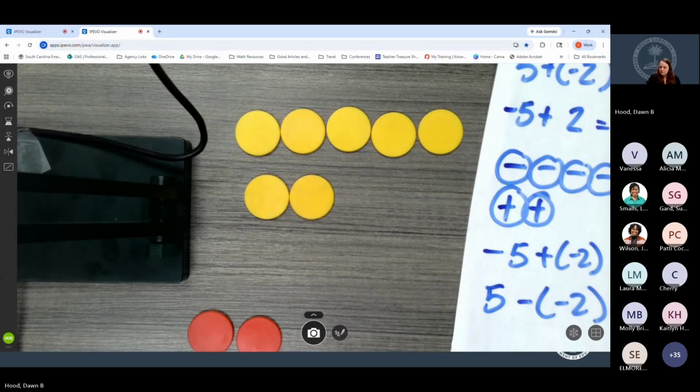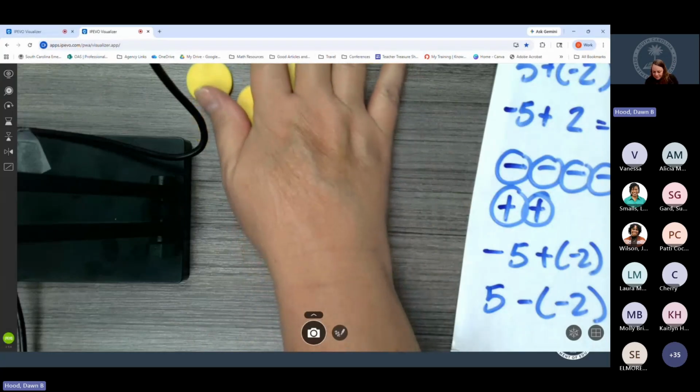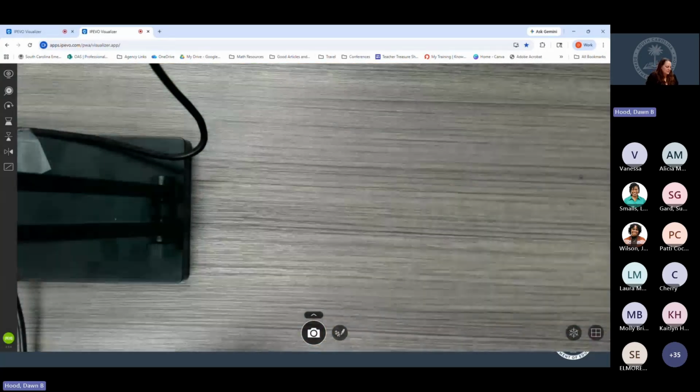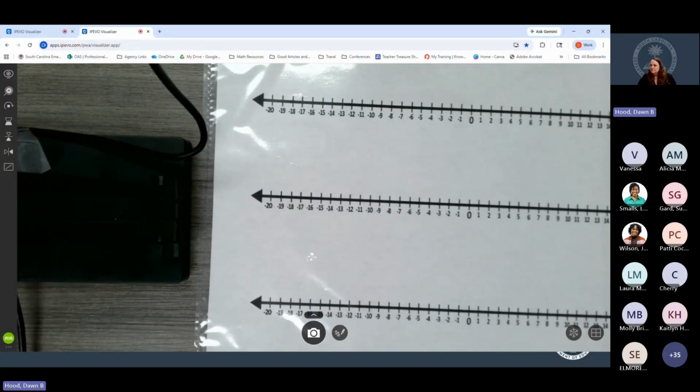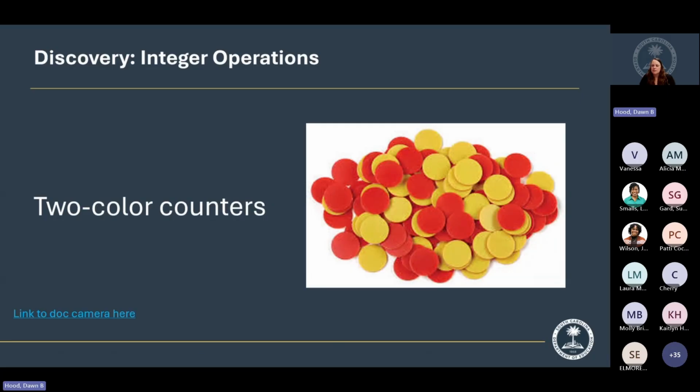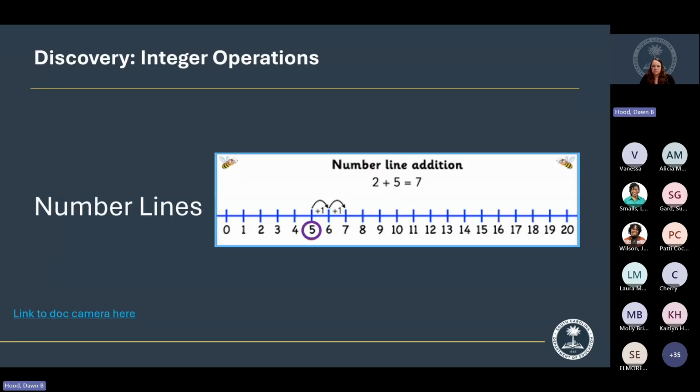Okay. All right, ready for number lines then? We're going to do multiplication next after number lines. So let's hit some number lines. All right, number lines. We're going to do the same thing. We're going to look at the camera and we're going to talk about how we can use it on the number line.